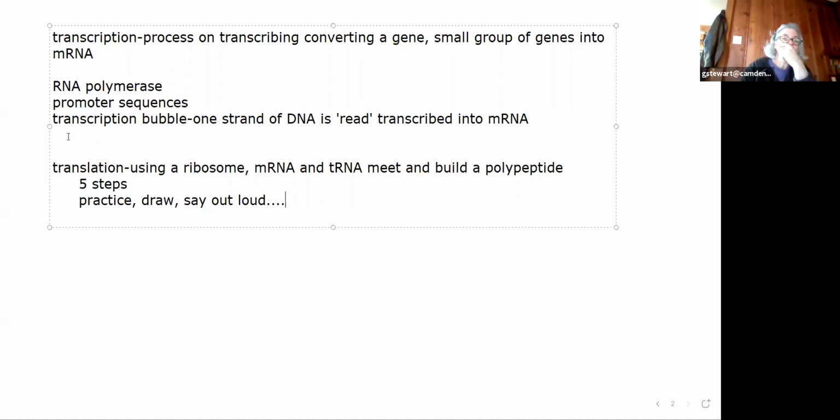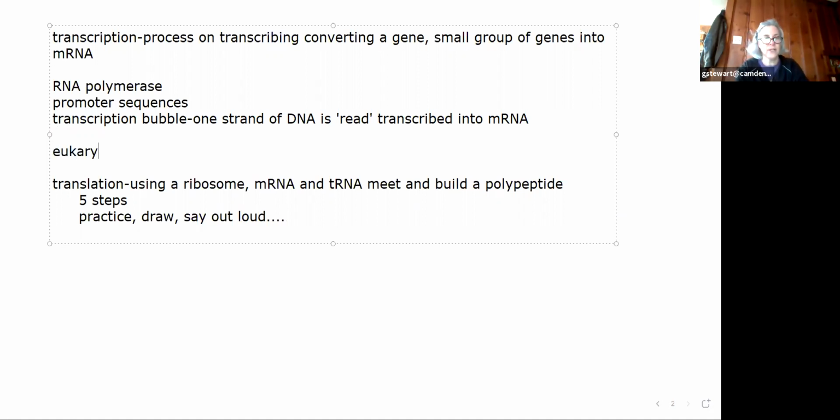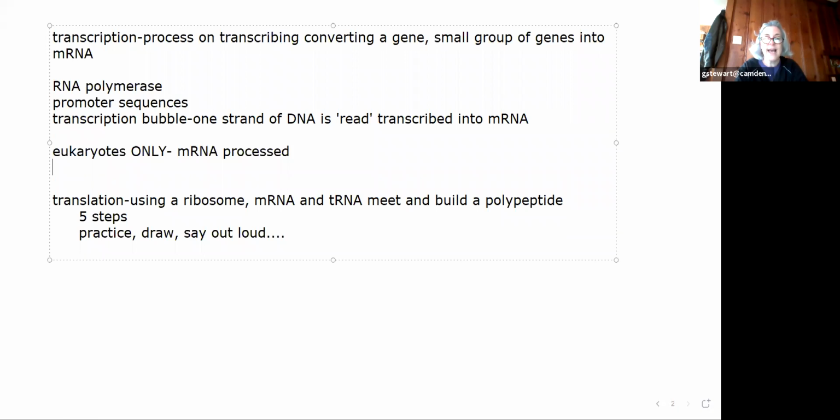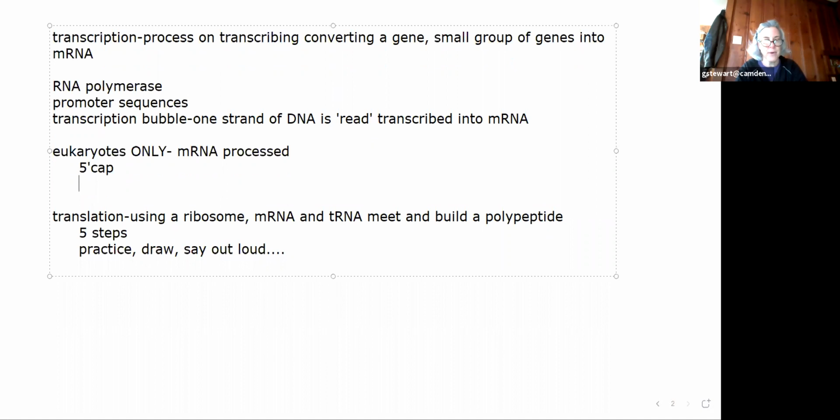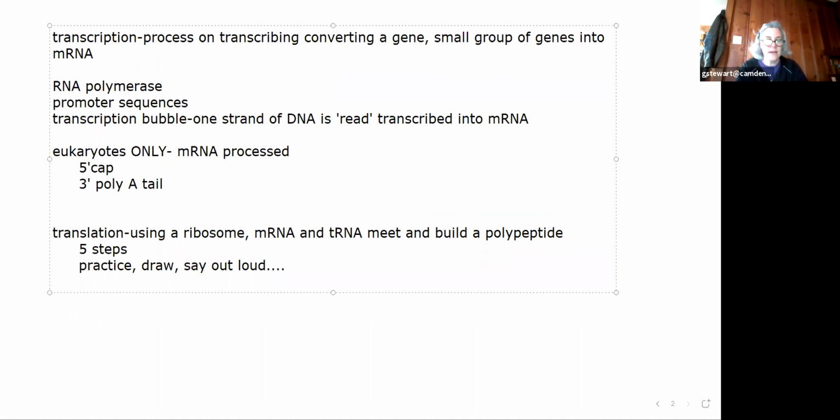One more thing, though, I would mention about transcription in eukaryotic cells. There's a section there, in eukaryotes only, where we say the messenger RNA gets processed. And the processing, a couple of things: we call it a 5' cap is added, a 3' poly A tail, and splicing. Because what happens is there are gaps in the transcript.